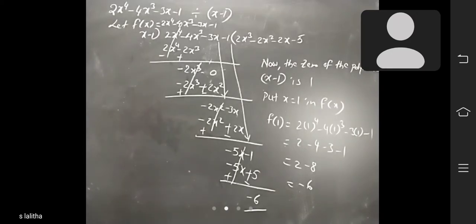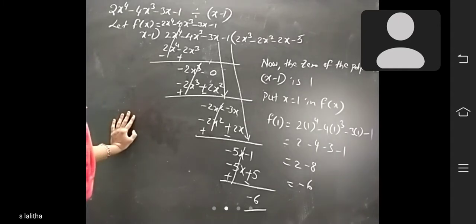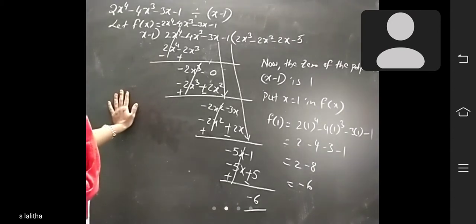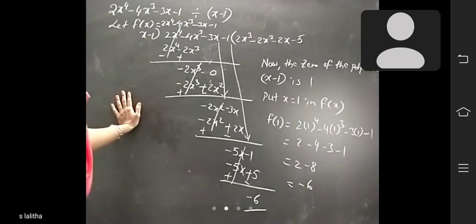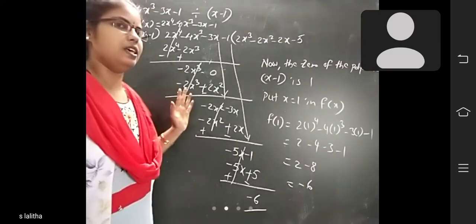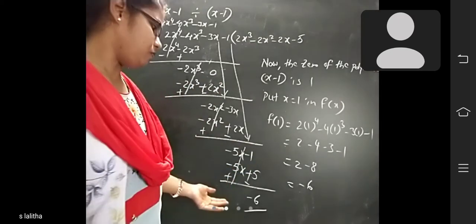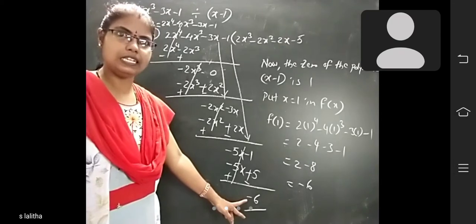Okay, from this sum we learned one theorem. What is the theorem? Let p of x be any polynomial of degree greater than or equal to 1, and let a be any real number. If p of x is divided by the linear polynomial x minus a, then the remainder is p of a. Here we get the remainder minus 6.